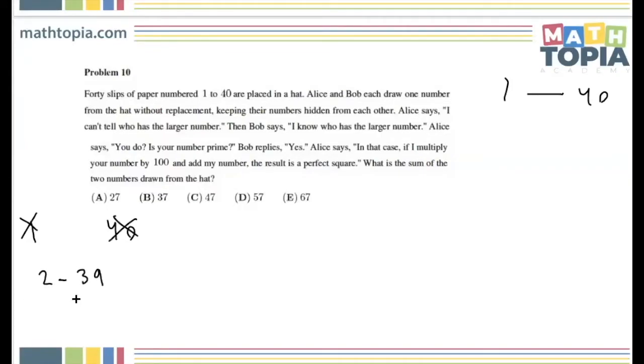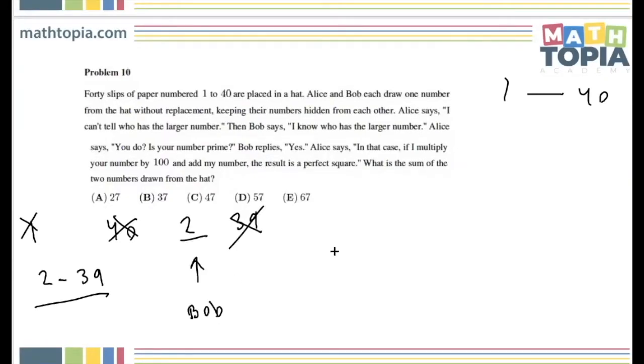And now Bob has this information: her number is neither 1 nor 40. It has to be a number from 2 to 39. So now Bob says, I know who has the larger number. From what we've just said, this must mean Bob has either 2 or 39, because now he knows who has the larger number. And Alice is like, oh, you do? Is your number prime? Bob says yes, which means the number isn't 39 and is indeed 2. So this is the number Bob has.